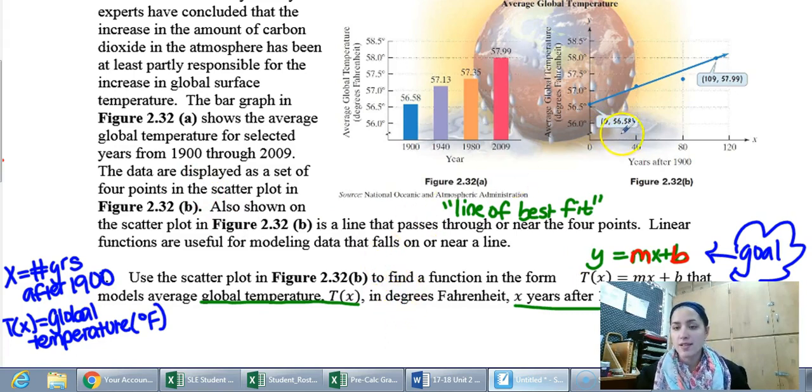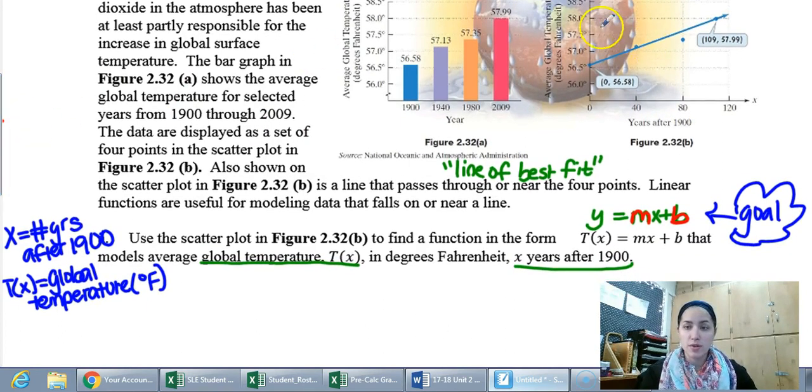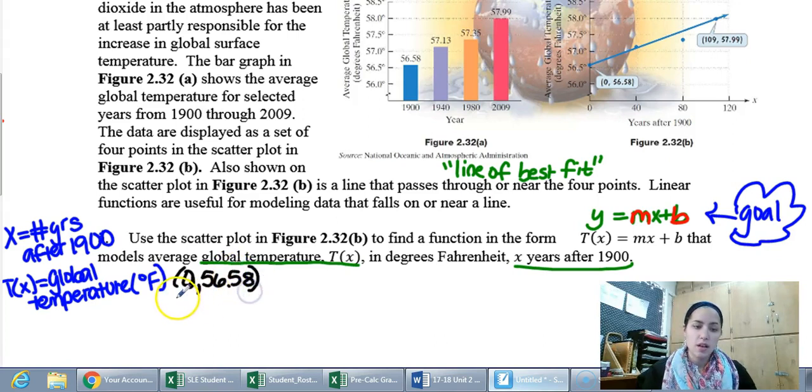Now on this graph, I see I have two ordered pairs, which is great. So I can calculate m. Let's do that. I'm just going to make a note of what these ordered pairs are. So 0, 56.58 and 109, 57.99. And calculating slope is a prior knowledge skill.